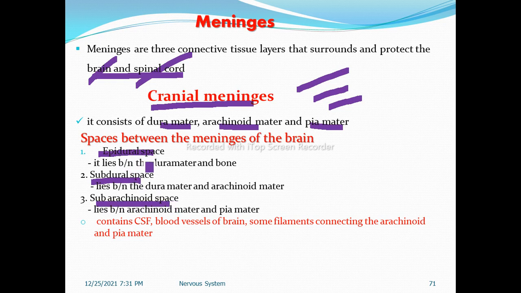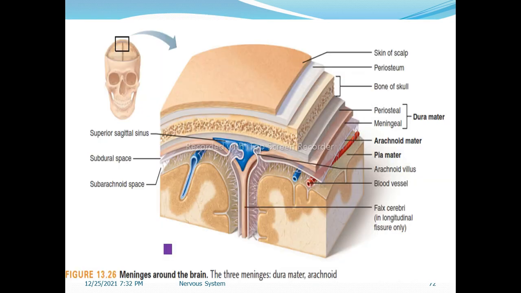The epidural space lies between the dura mater and the bone, the subdural space lies between the dura mater and arachnoid mater, and the subarachnoid space lies between the arachnoid mater and pia mater. The subarachnoid space contains cerebrospinal fluid, blood vessels of the brain, and some filaments connecting the arachnoid and pia mater. This is the cranial meninges. The same applies for the spinal meninges also. So these are the layers. This is dura mater.